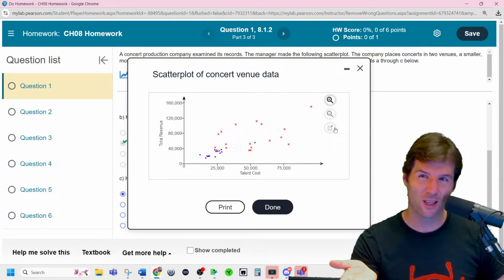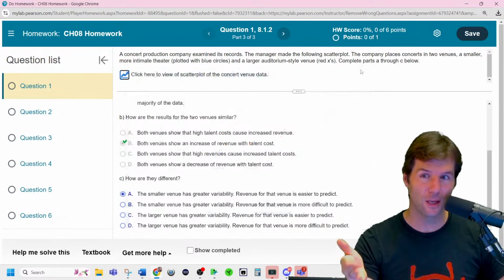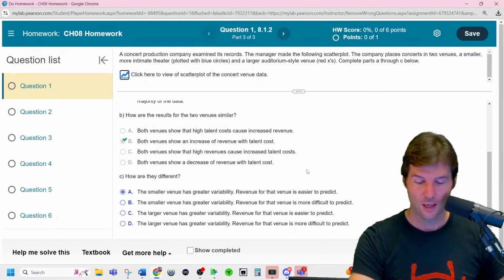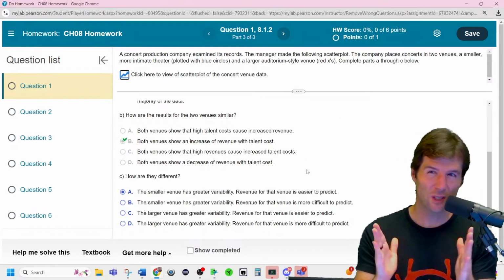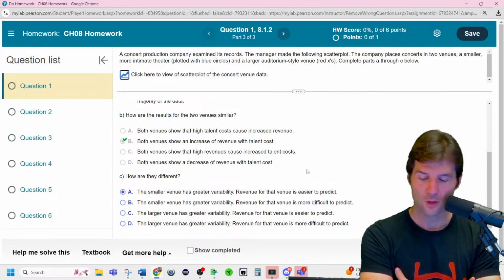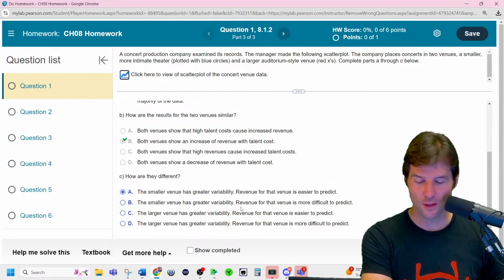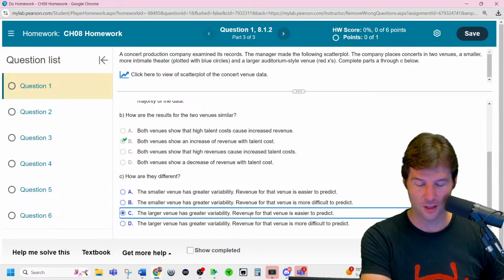Unfortunately, they didn't fit the lines to this data, and I don't have the ability to analyze it with statistical software. And so how are the two venues different? There's less of a spread to the blue venue. So the larger venue has greater variability, making it easier or harder to predict. Now, this is a really good one.